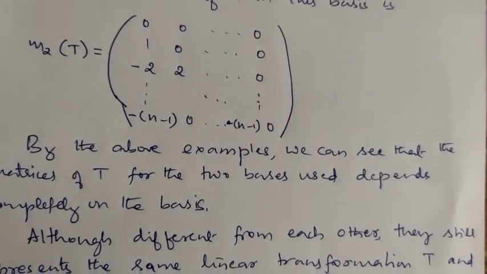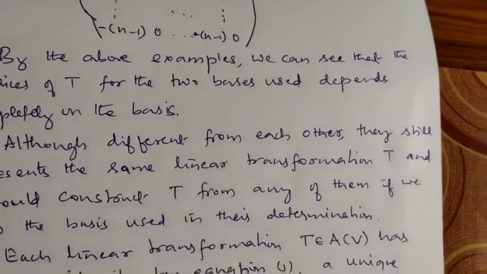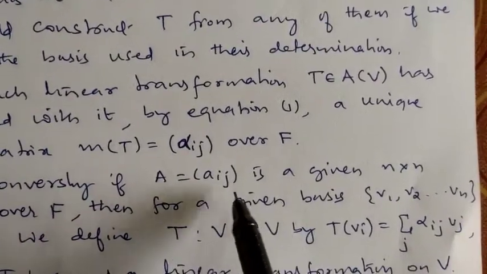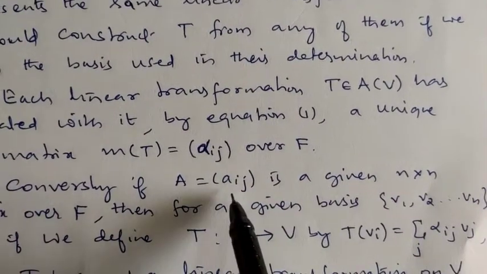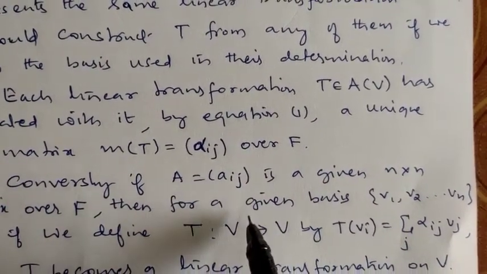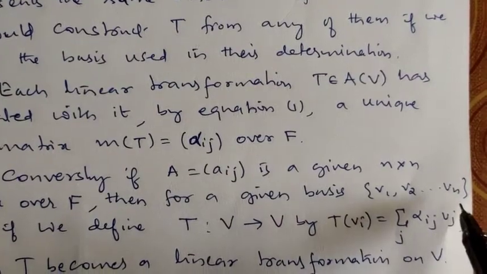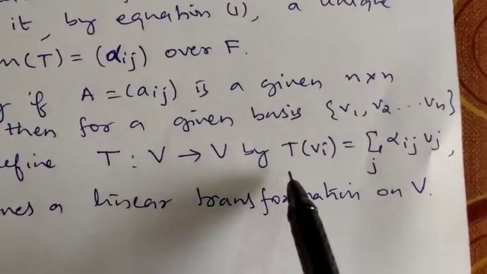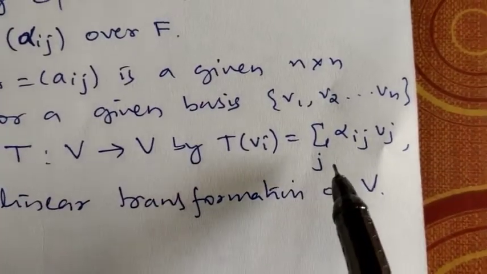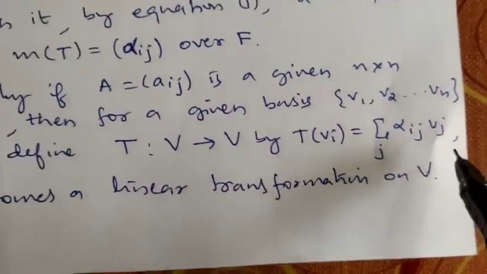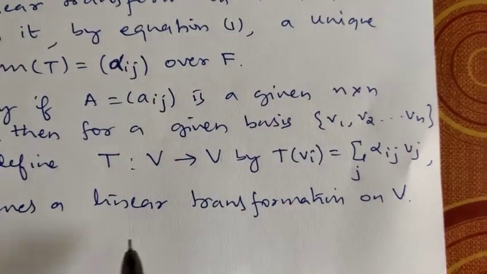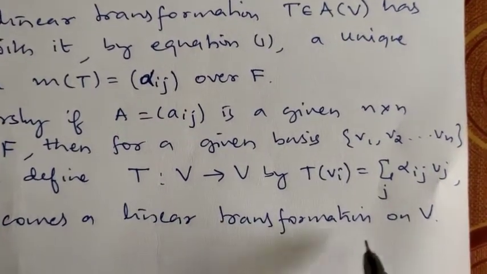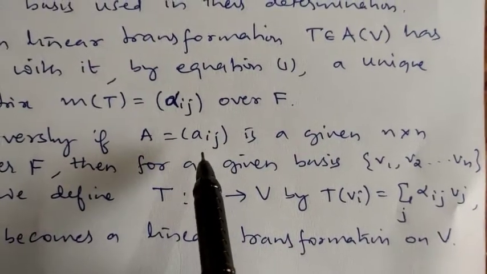Conversely, if A is an n cross n matrix with the entries Aij, then for a given basis V1, V2, etc., Vn, we can define the transformation T from V to V by T of Vi equal to summation over j of alpha ij Vj. Then T becomes a linear transformation on V. Okay, understand now how we can obtain the linear transformation using the basis, using the matrix.